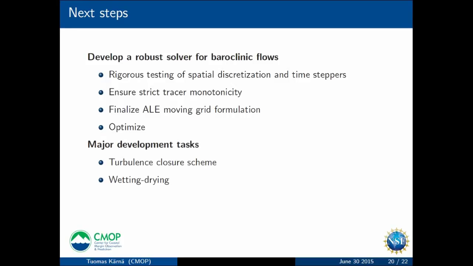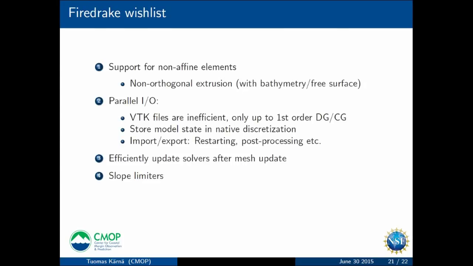And then in terms of Firedrake, what this means is that, well, for these prisms, we need the non-affine elements that Andrew talked about. So when we have a non-orthogonal or non-trivial extrusion with bathymetry, for instance. It would also be nice to have a better I/O in Firedrake where you can store the model state in the native discretization so that you can restart your simulations and you can do post-processing with the native fields, for instance.